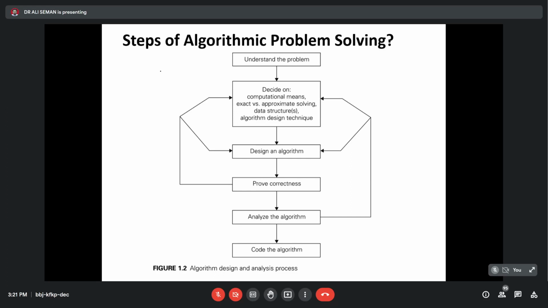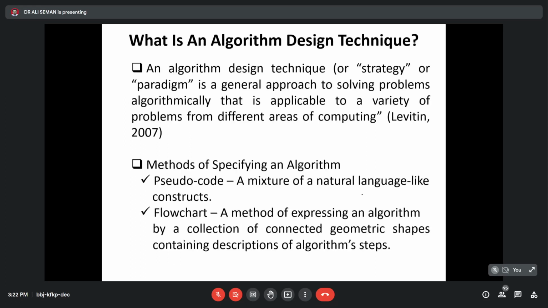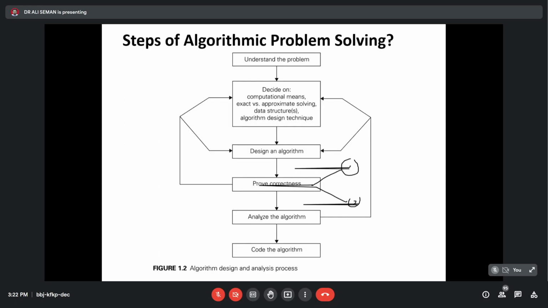Okay. Next, we design an algorithm. We design an algorithm in terms of pseudocode based on a certain design strategy. And next is proving correctness. After we design, we need to prove whether our algorithm is correct or not, based on two approaches as I mentioned just now: number one, experiments, and number two, mathematical proving.